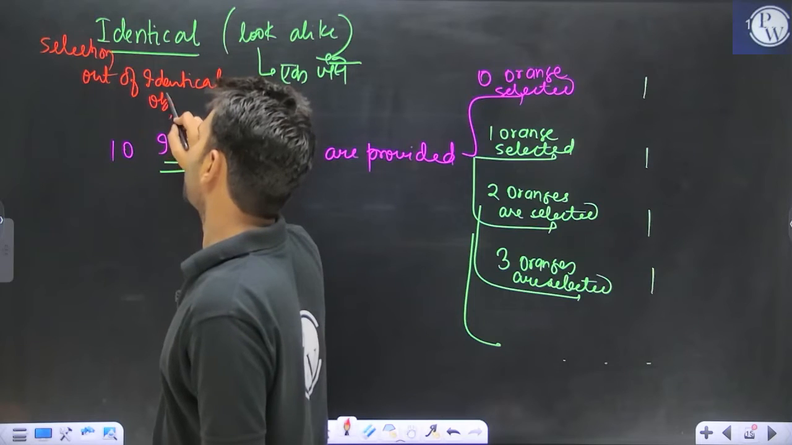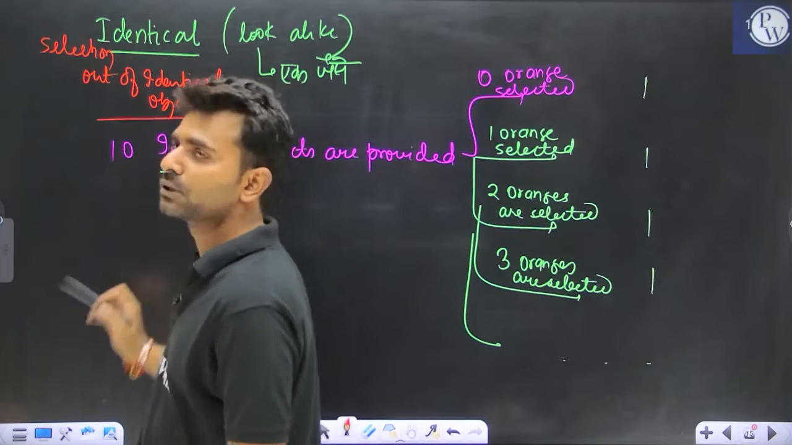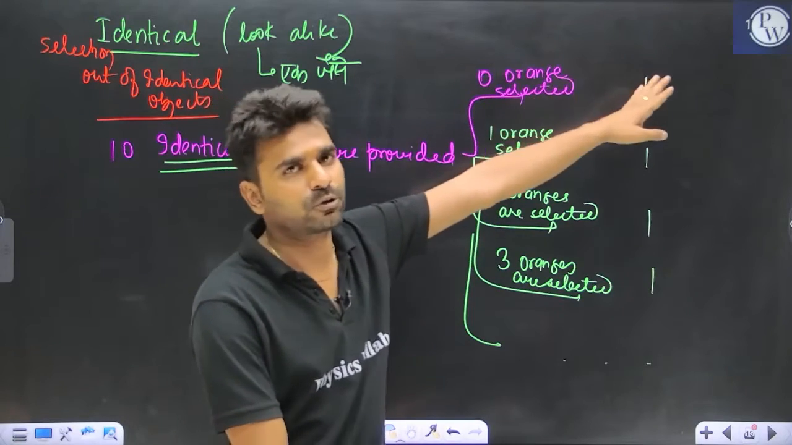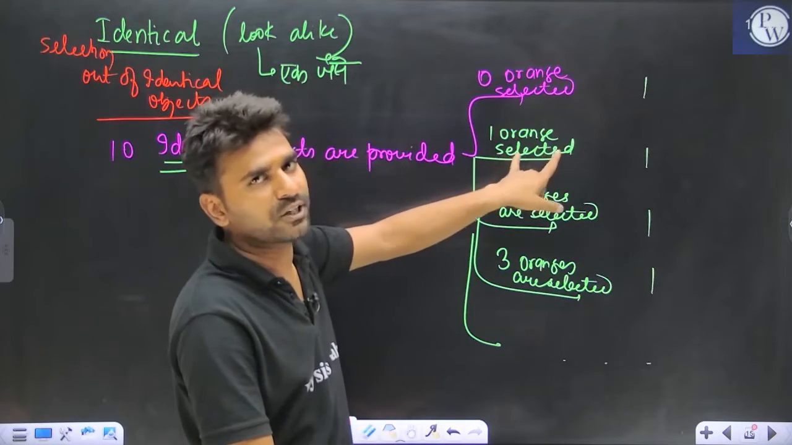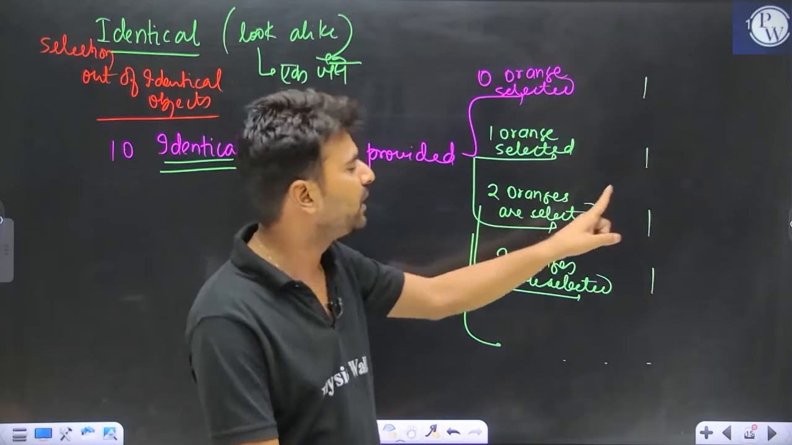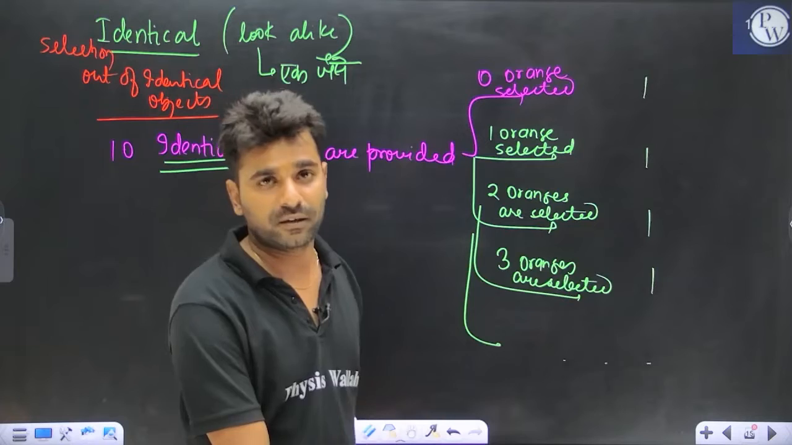Since these people are all same, these objects are all same, so it does not matter. If you are selecting 0 oranges, that can also be done in one way. If you are selecting 1 orange, that can also be done in one way. If you are selecting 2 oranges, that can also be done in one way. If you are selecting 3 oranges, that can also be done in one way.